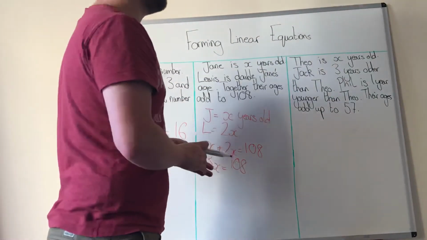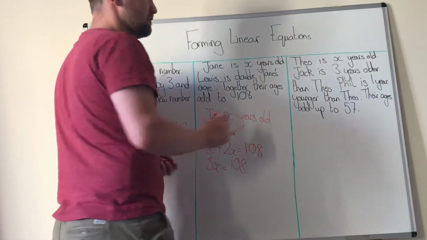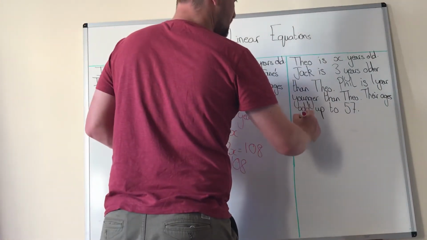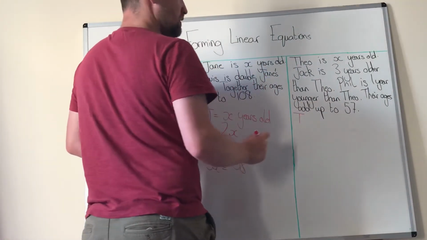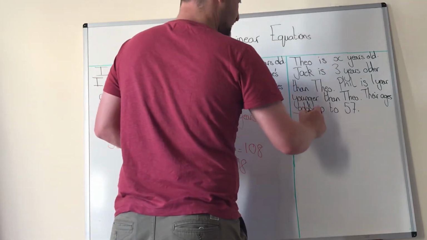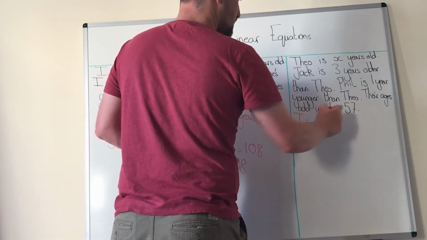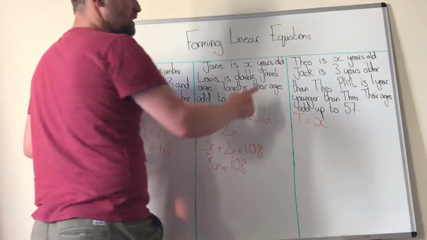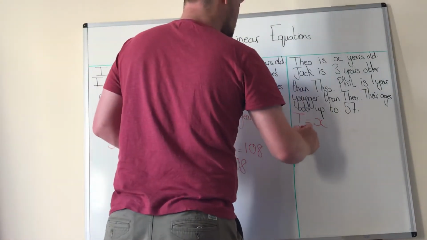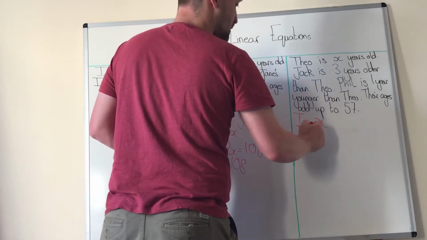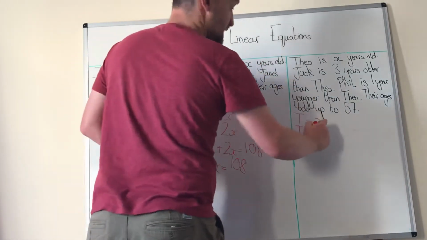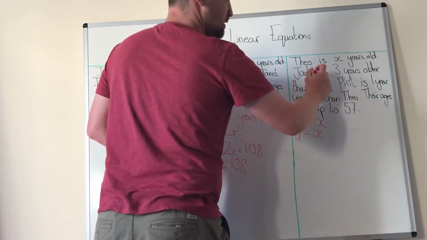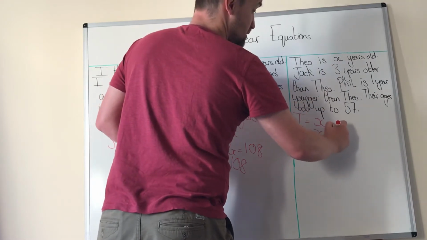Last question then. Theo is x years old. Okay, so we're going to write this down as we go along. So I'm going to call him T. Is x. Theo is x years old. Okay. Jack is 3 years older than Theo. So Jack, J, okay, is Theo's age, x, plus 3.